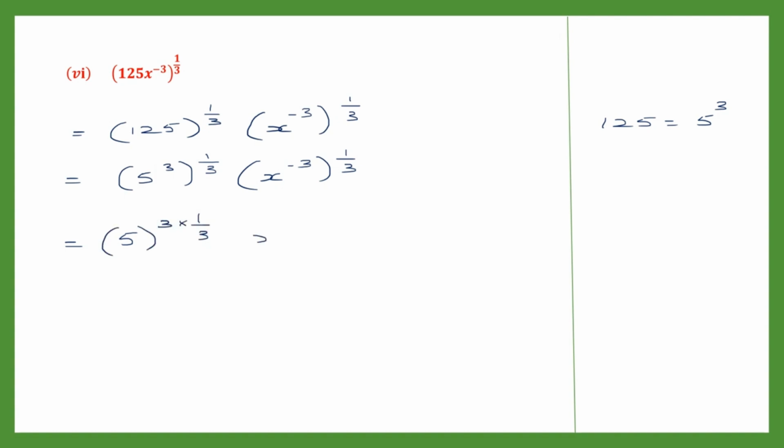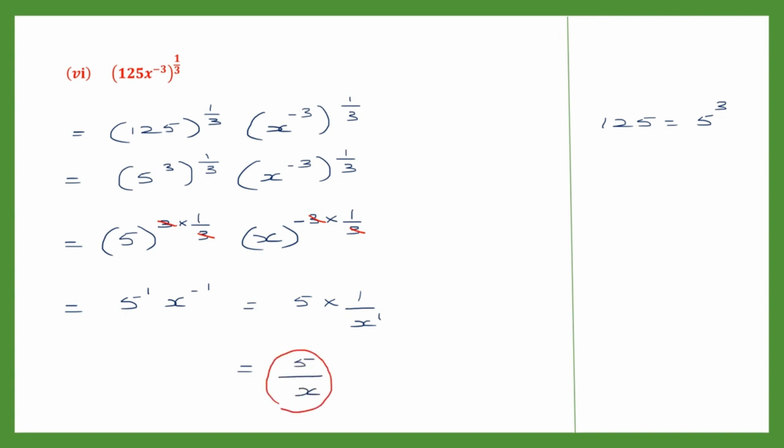Now here we can say the same thing. x is raised to the power of minus 3 into 1 by 3. So here we can start cancelling. Now we can cancel this 3 and this 3 and this 3 and this 3. So now here what do we have? We have 5 to the power of 1 and x to the power of minus 1. So this will be 5 into, now x to the power of minus 1, we can write the reciprocal 1 by x and the power is positive. So 5 into 1 by x is 5 by x to the power of 1, which is x. So this is our final answer, 5 by x.